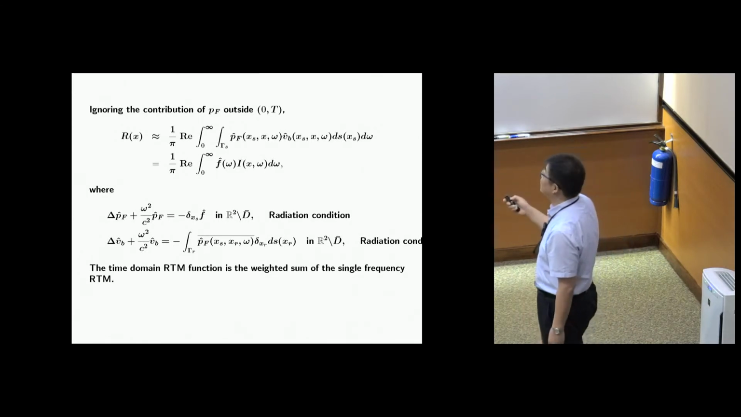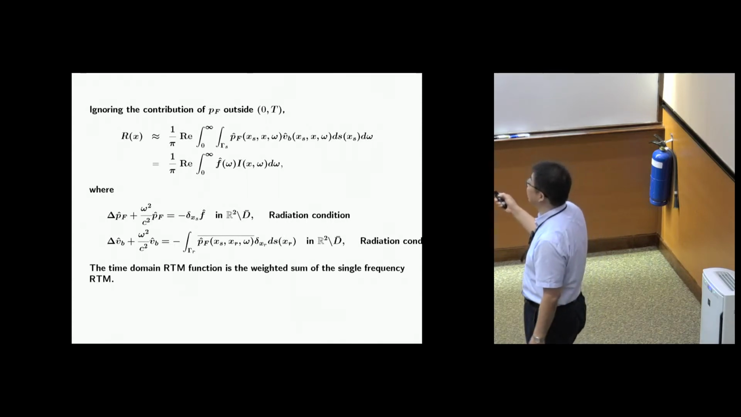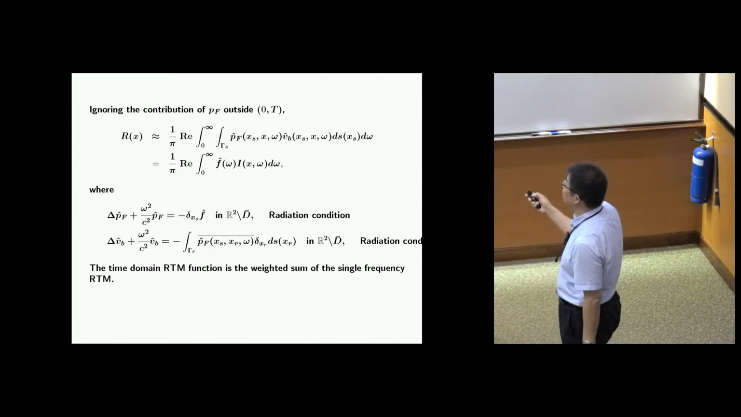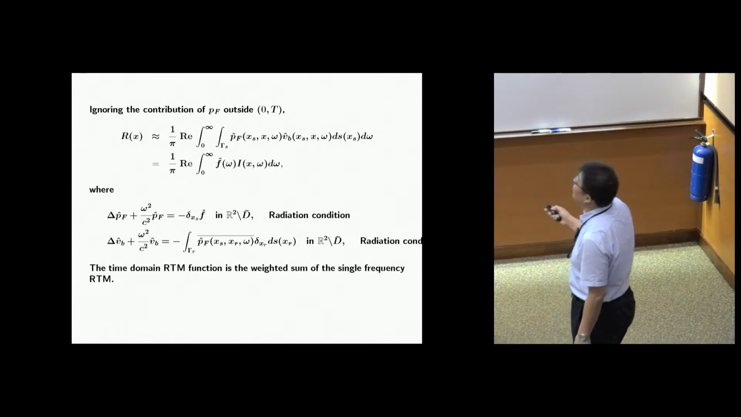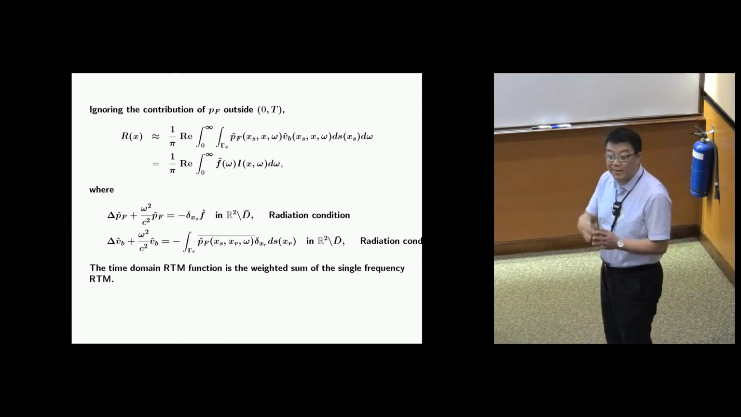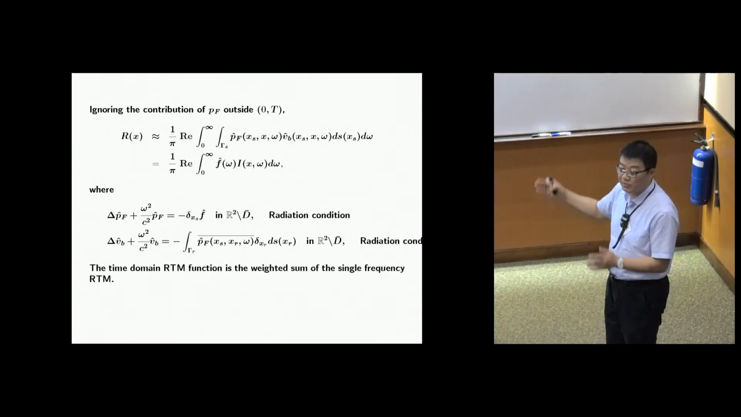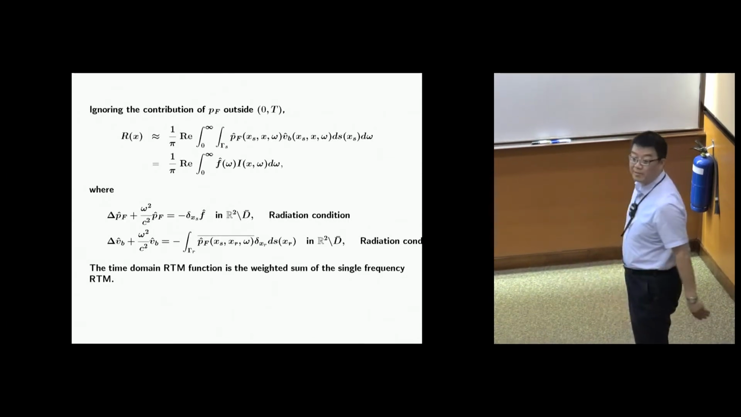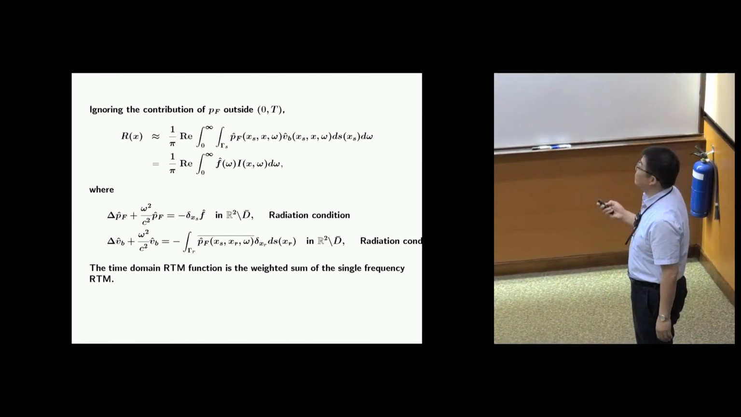Now in the frequency domain, as expected, this is the weighted sum of the frequency domain RTM imaging function, and the weight is the source f. If you do the Fourier transform, these are the frequency domain RTM that we already studied before. So this is the connection between the time domain RTM and the single frequency. That means we need to consider the frequency domain, and that will give a clear picture of the RTM method.